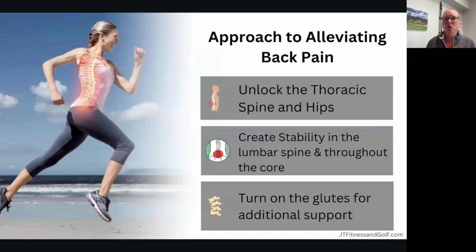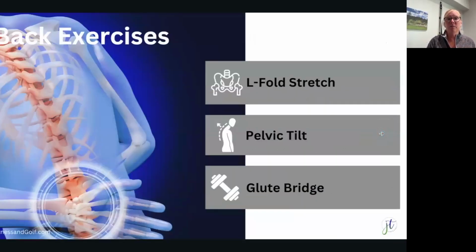So the approach to alleviate back pain is to unlock the thoracic spine and hips, create stability in the lumbar spine and throughout the core, and we need to turn on the glutes for additional support. So let's jump into the back exercises that you can do for this. These are great. You're going to have the L-fold stretch, the pelvic tilt, and the glute bridge.